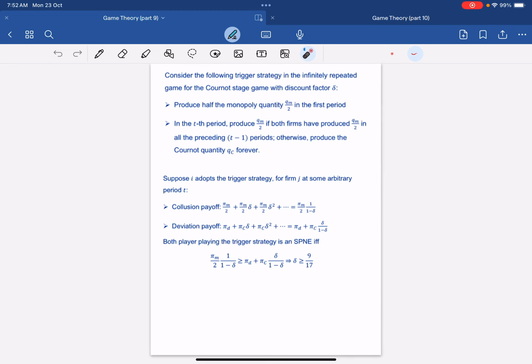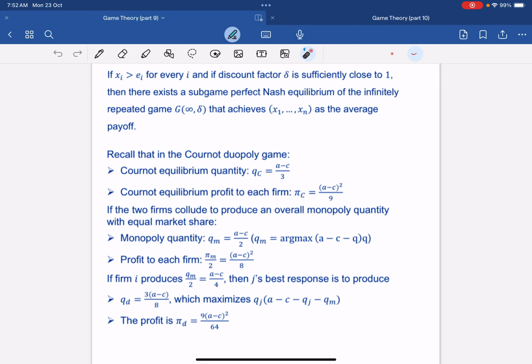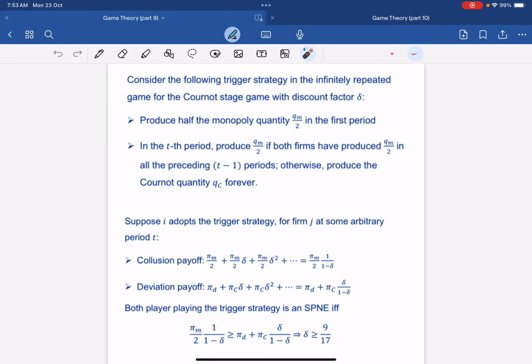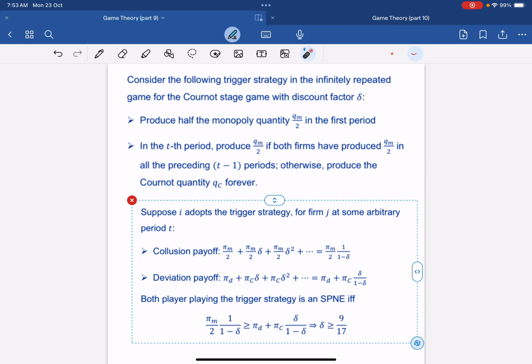So to understand that, let's say we have the Cournot duopoly game again, and these are the outcomes. Then we can consider a trigger strategy for the game, where we produce half the monopoly quantity in the first period, and in the T-th period we produce QM over 2, we stick to this quantity if both firms produced it in all the previous periods. But if one of them deviates, then we go to QC forever, which is the Cournot quantity.